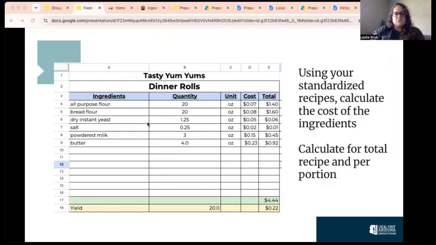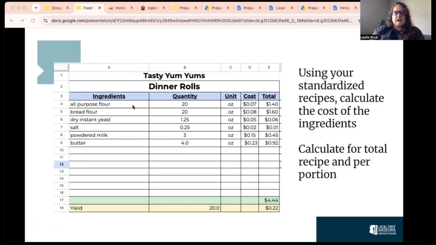Here's another visual to kind of bring this calculation home. On the left-hand side, you'll see a quick recipe that I put together. This is not a legitimate recipe. This is just one to utilize as an example. You'll see all the ingredients on the left-hand side, the quantity per recipe in the middle, and you'll notice all the units are the same.